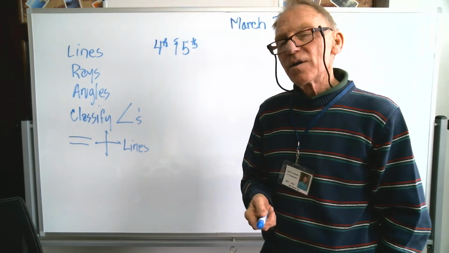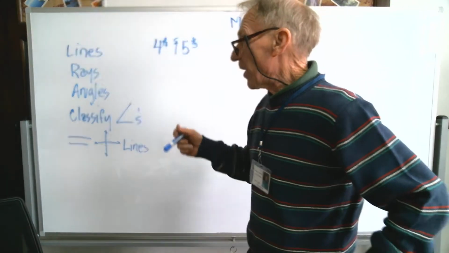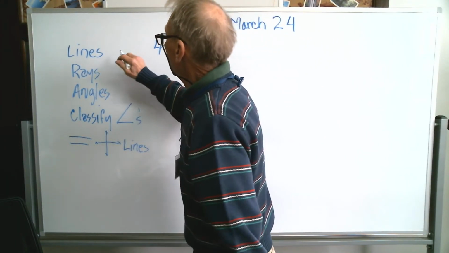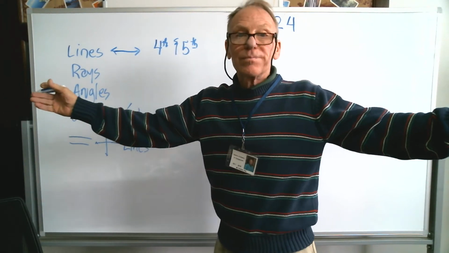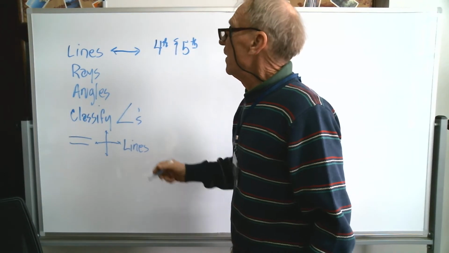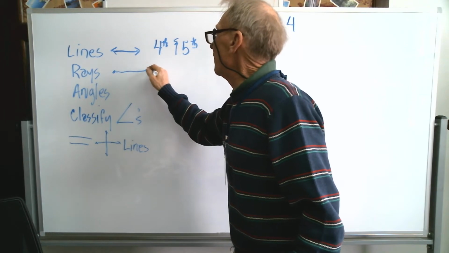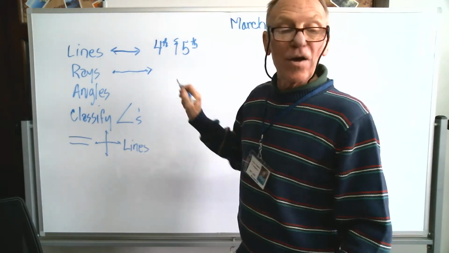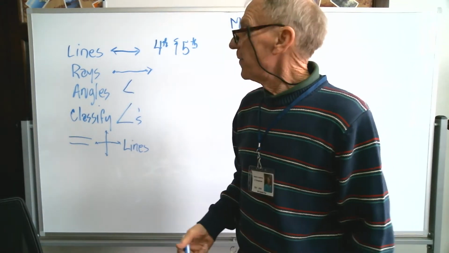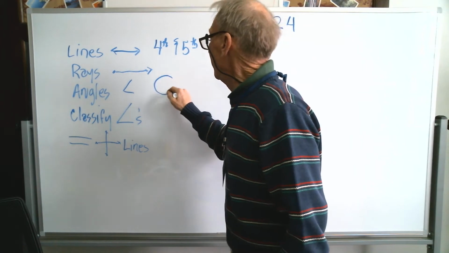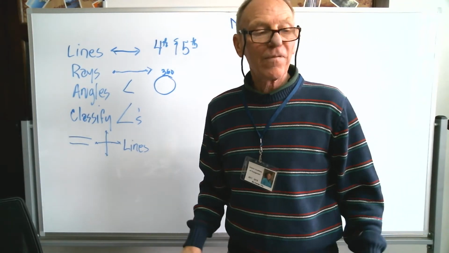If you watched the vocabulary video that I uploaded, but we know a line looks like this, and it can go as far as you want in any direction. A ray is a point that moves in a direction, but it only goes in one direction. And of course, an angle is an angle. An angle can be anything within the 360 degrees of a circle.